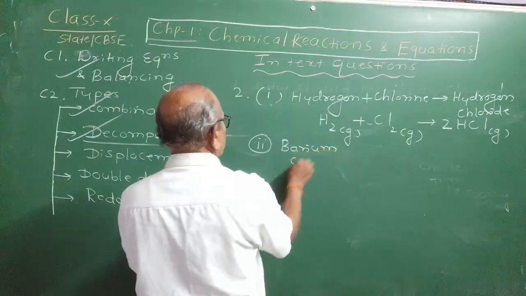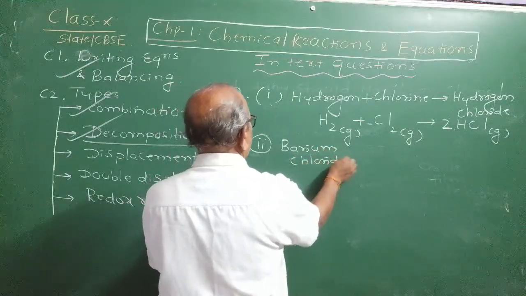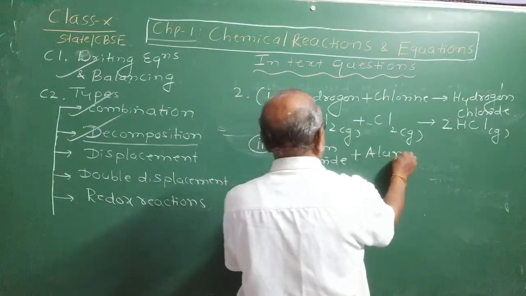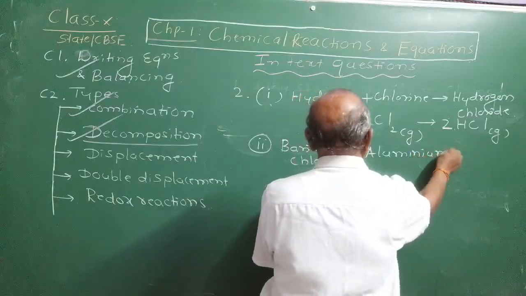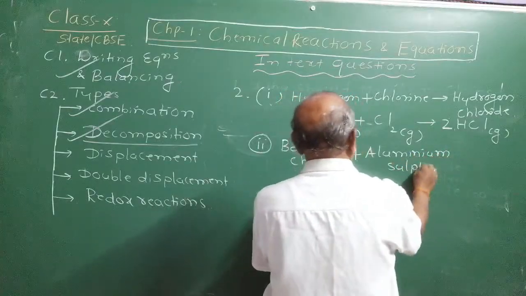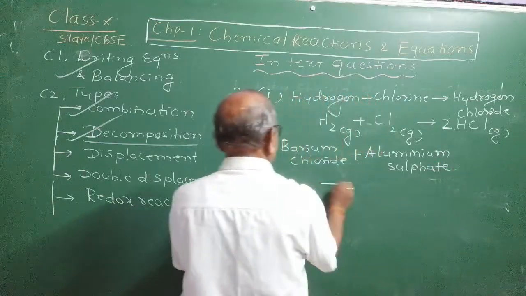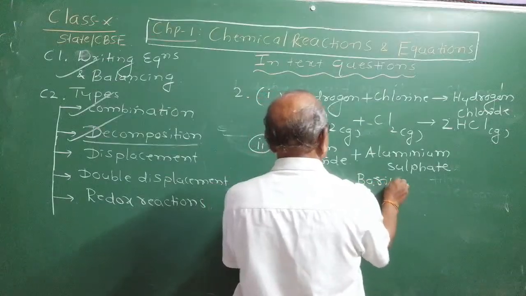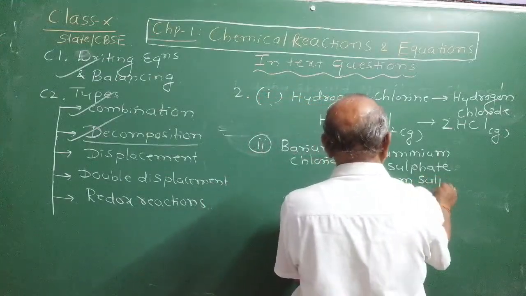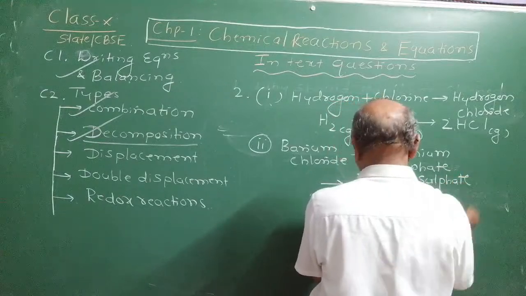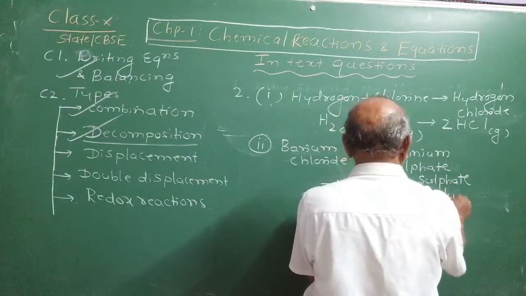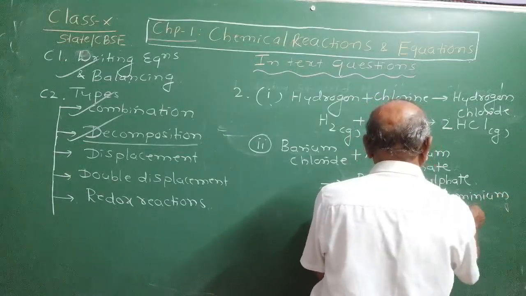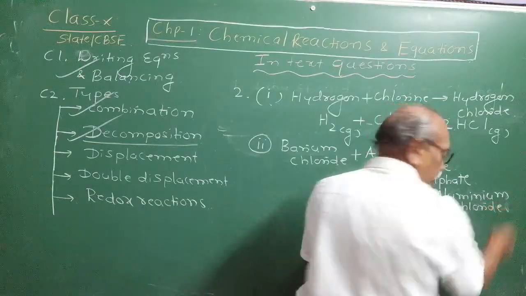Barium chloride. Check your ability to write the equations and balance. Barium chloride plus aluminum sulfate gives barium sulfate plus aluminum chloride is the question. Try to write the equation. Don't write the questions. Start as soon as you learn it, to test your understanding.